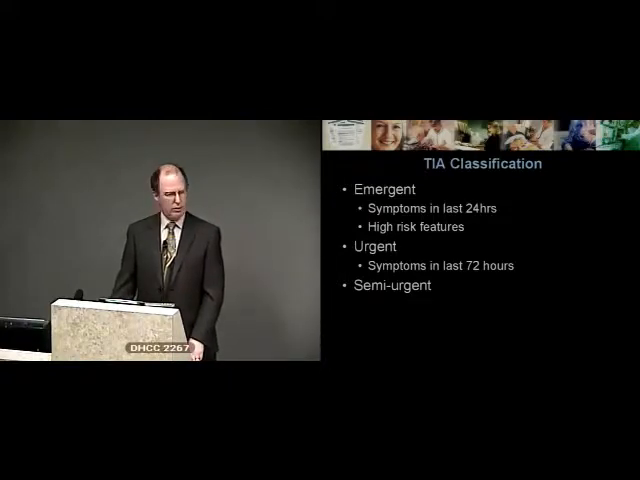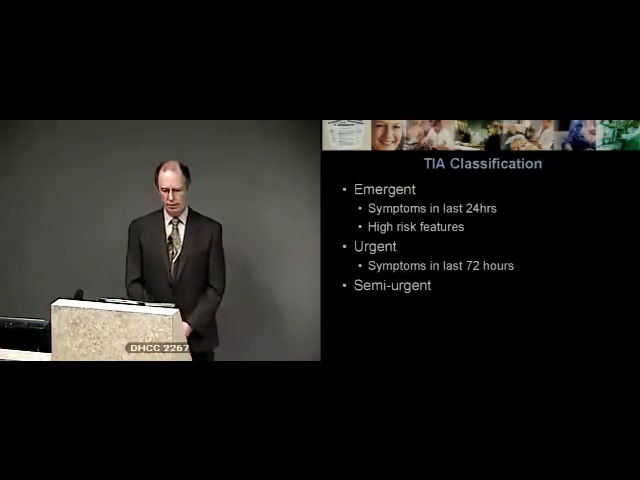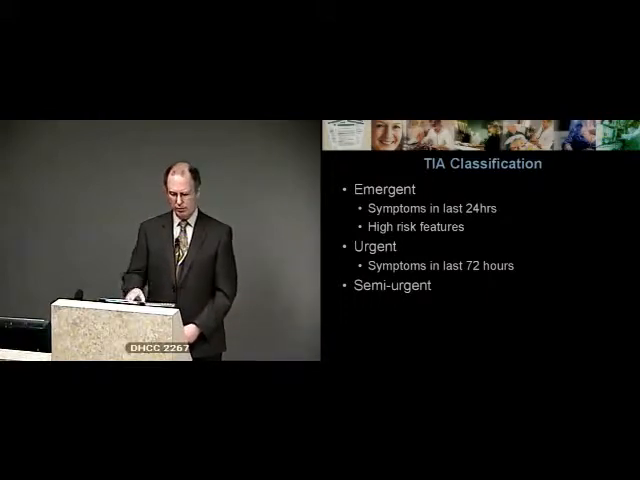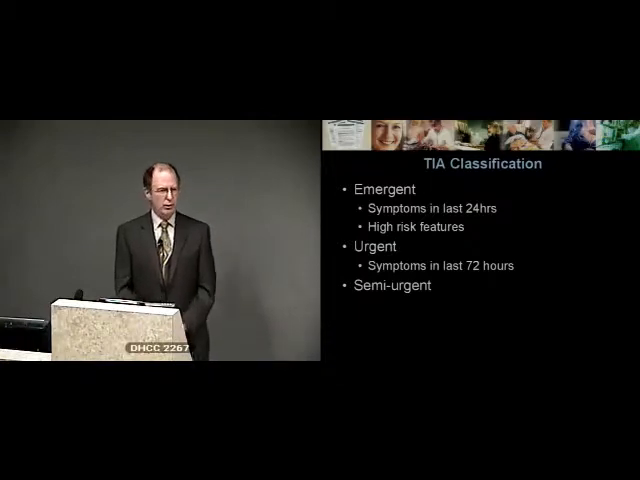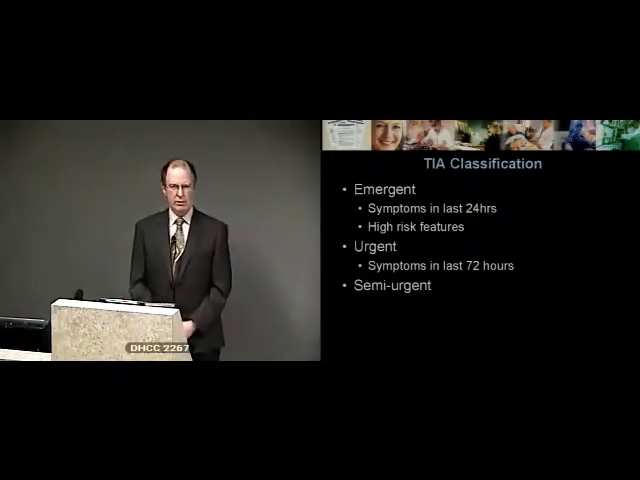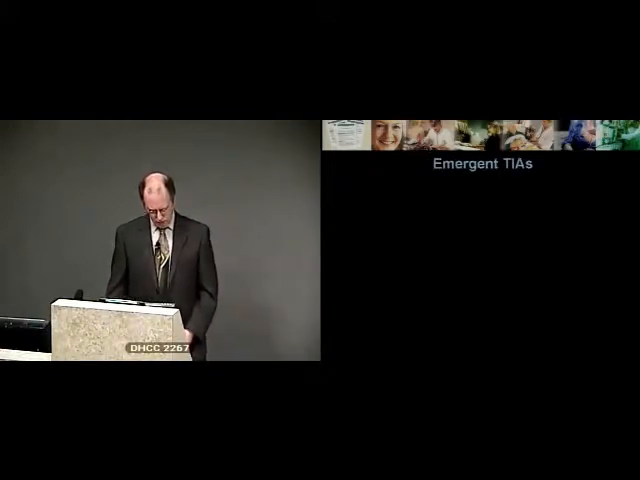So emergent TIAs are patients that present to you within 24 hours of the onset of their TIA and have high-risk features. I'll go over those in a minute. Urgent, patients that present within 72 hours of onset of their TIA, or semi-urgent would be the others. So what are emergent TIAs? This is what we're going to concentrate on for the next few slides.